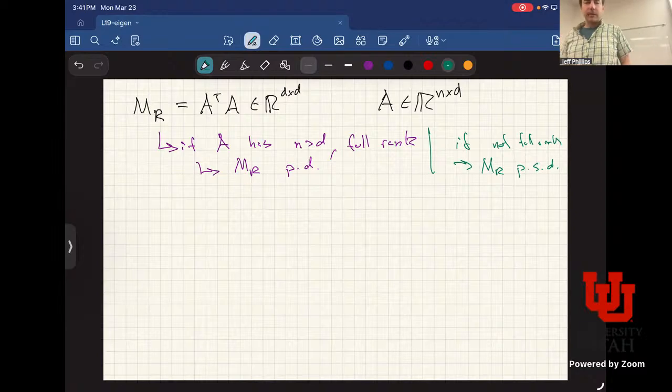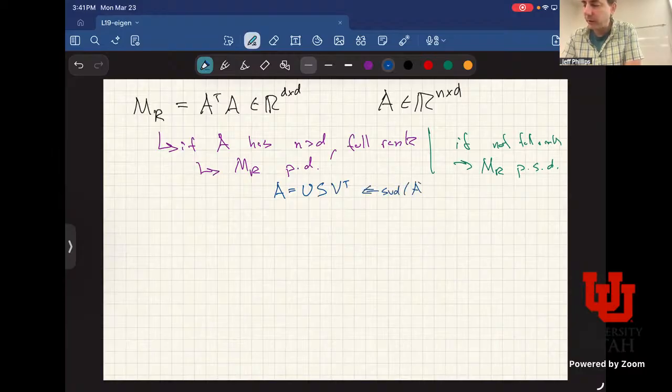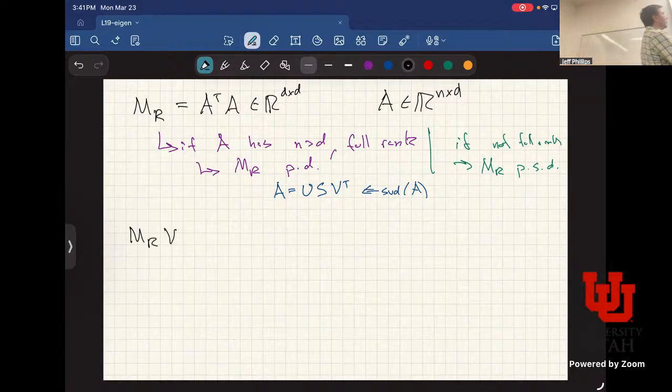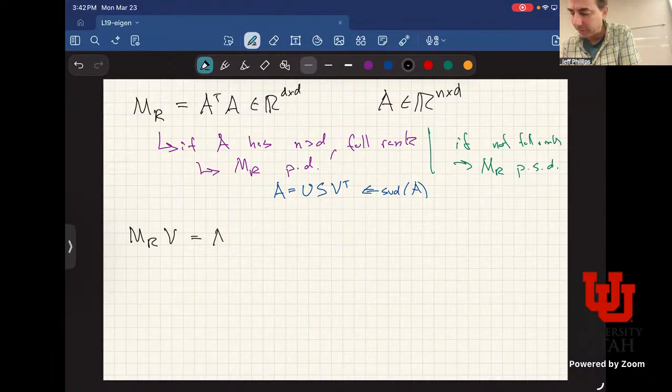Now, just to remember up here again, we said A by the SVD was U S V transpose. This is the SVD of A. And now I want to look at the following expression, M R times the V matrix. This is the V matrix, the same one that contained our right singular vectors. Let's expand this and see what happens. I think this is a really illuminating expansion.